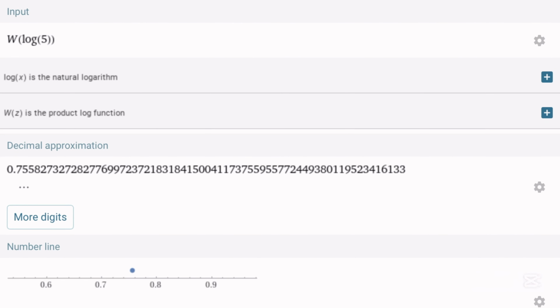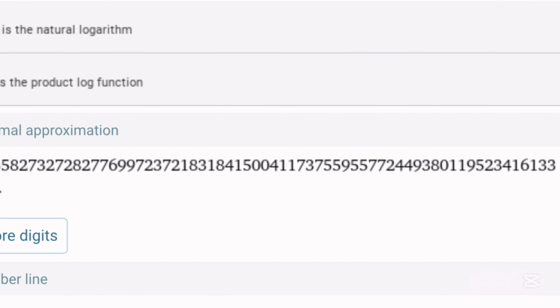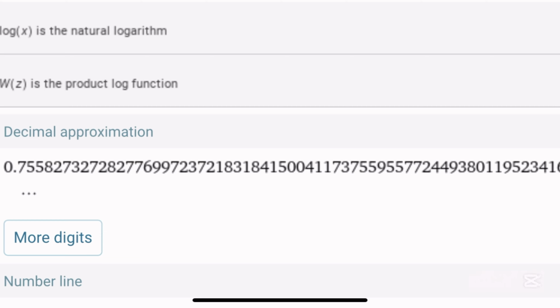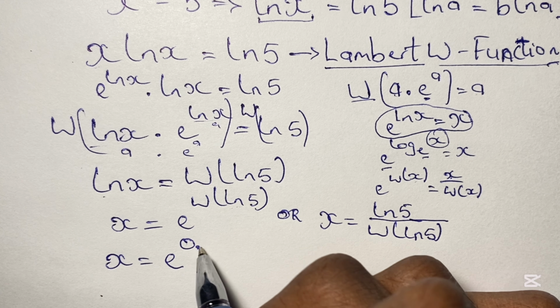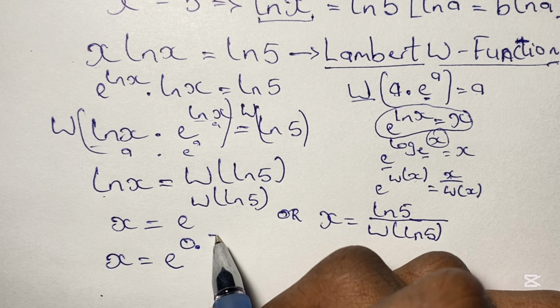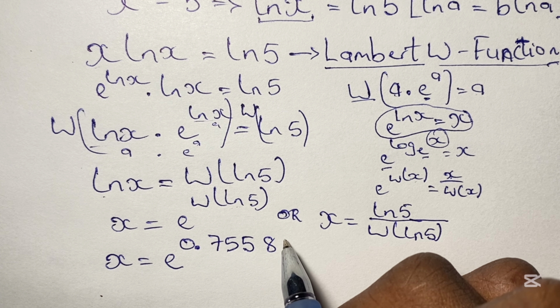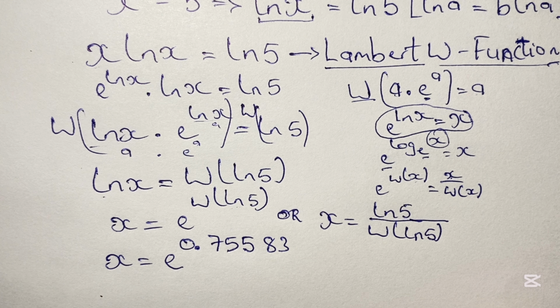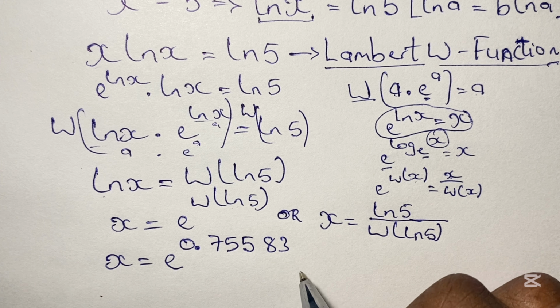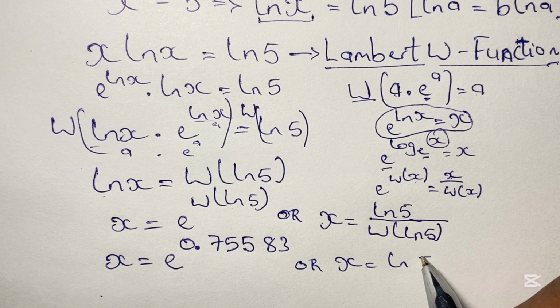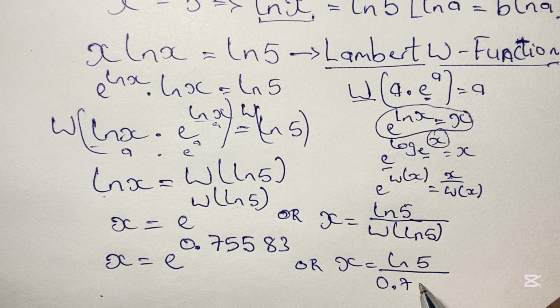So here we have the decimal approximation of W of ln 5. So this is 0.755827, and you can go on. So we're just going to round this off to about 5 decimal places. So we have x is equal to e to the power of 0.75583. We may also write this as x is equal to ln 5 over this value, so as 0.75583.